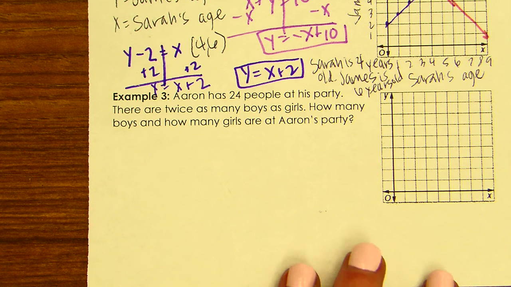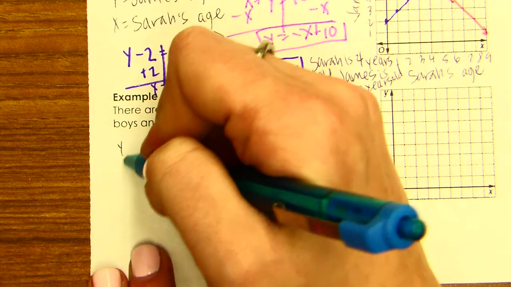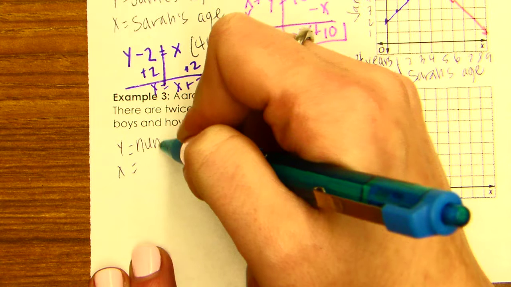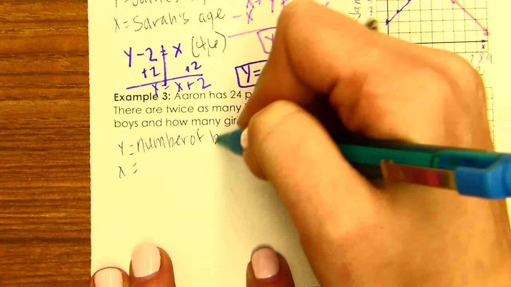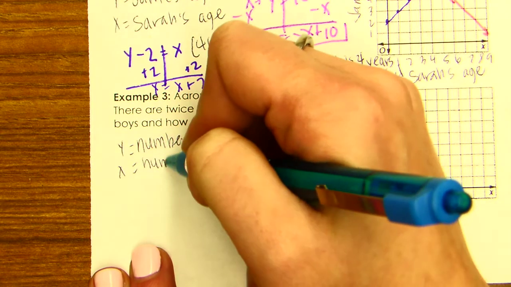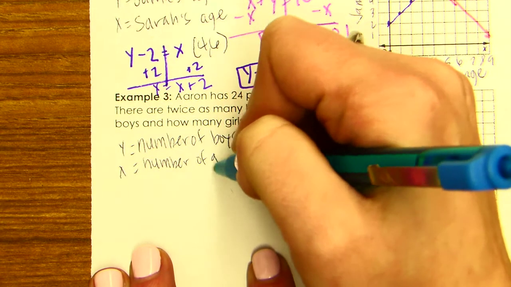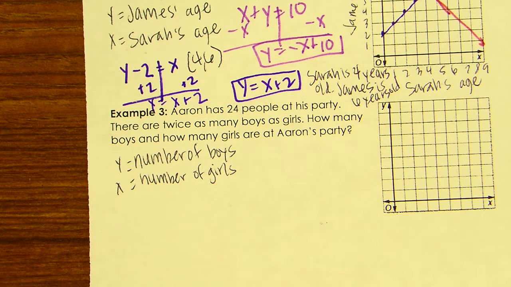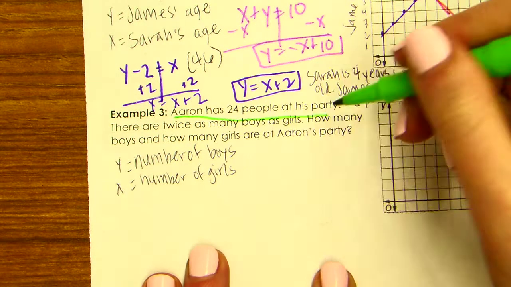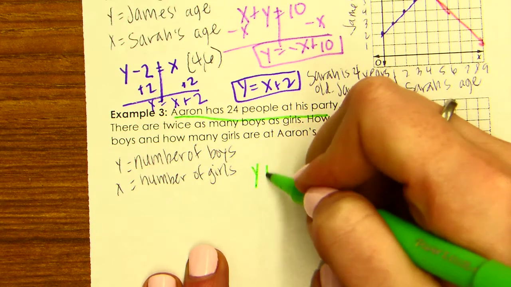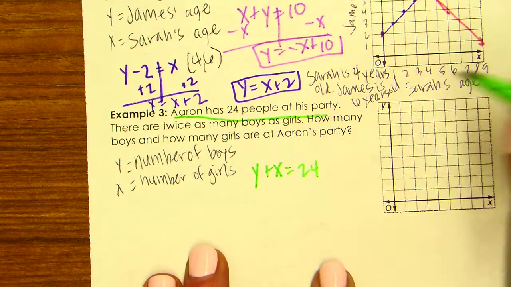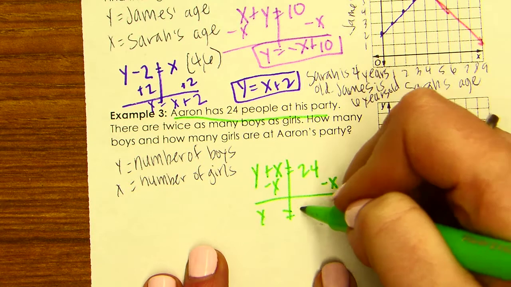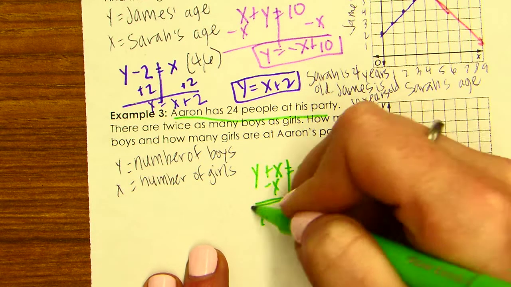So I need to find my variables first. There are more boys than girls, so y will be the number of boys. X will be the number of girls. There are 24 people at the party total. So that means boys plus girls equals 24. That's not in slope-intercept form. So I get y equals -x plus 24. That is in slope-intercept form.